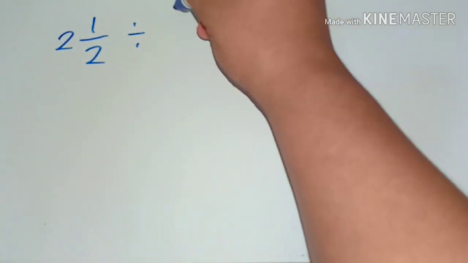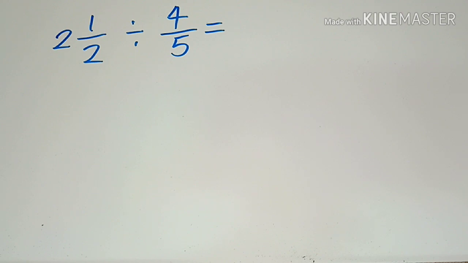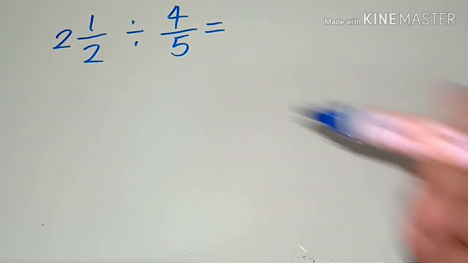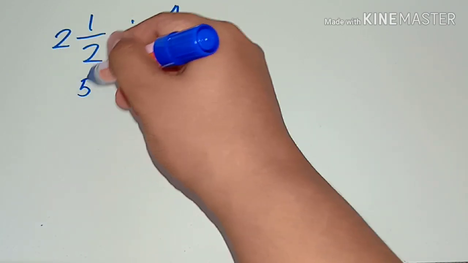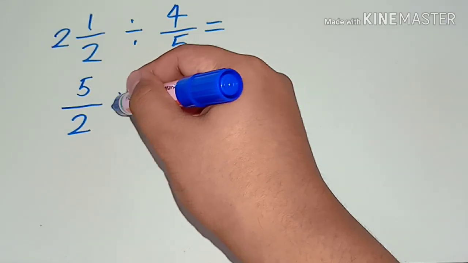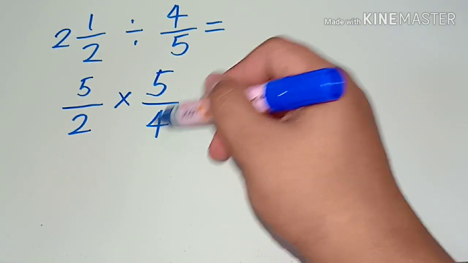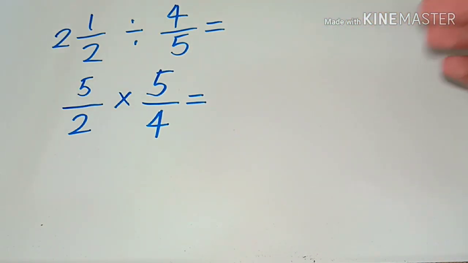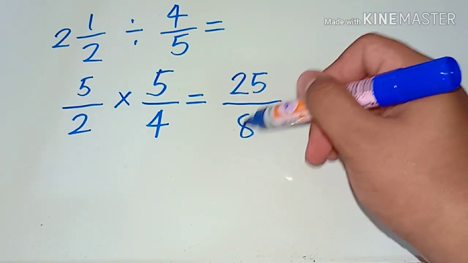Another example is what if we are dividing 2 and 1/2 divided by 4/5. So that's a mixed number divided by a proper fraction. So first we have to make this one into improper fraction. That's 2 times 2, 4 plus 1 is 5/2. Instead of using division, we will use multiplication and the reciprocal of 4/5, which is 5/4, and then proceed to multiplication. 5 times 5, that will give you 25. 2 times 4 is equal to 8.